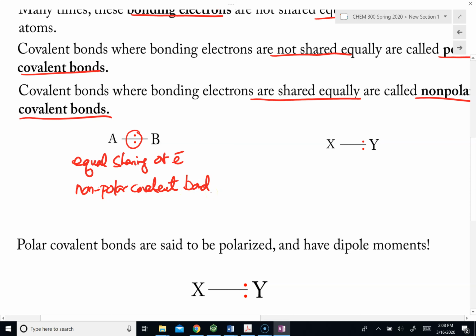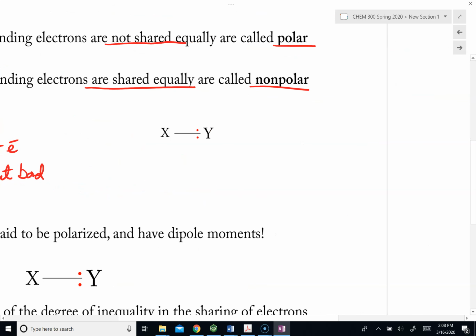In another example, let's say here we have the bond between X and Y. In this case, I am putting the electron closer to the atom Y than the atom X to indicate that we have unequal sharing of electron. If we have this case, this covalent bond between X and Y would then be referred to as a polar covalent bond.